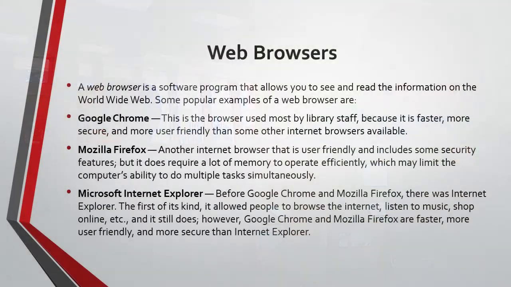A web browser is a software program that allows you to see and read the information on the World Wide Web. Some popular examples of a web browser are Google Chrome, which is the browser used most by library staff because it is faster, more secure, and more user-friendly than some of the other internet browsers available. Mozilla Firefox is another internet browser that is user-friendly and includes some security features. There are more than just these three, but these are the most popular three: Google Chrome, Mozilla Firefox, and Microsoft Internet Explorer.